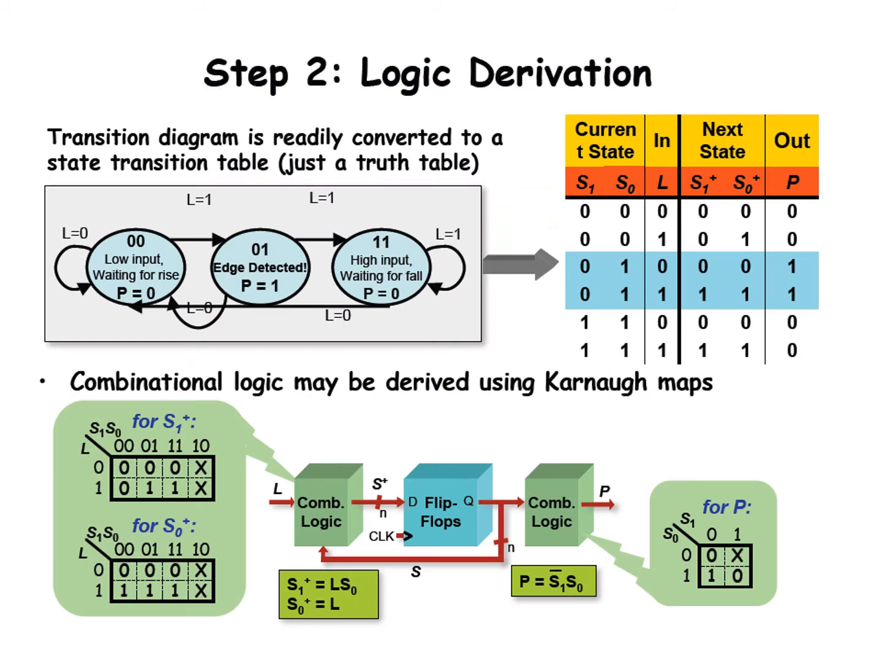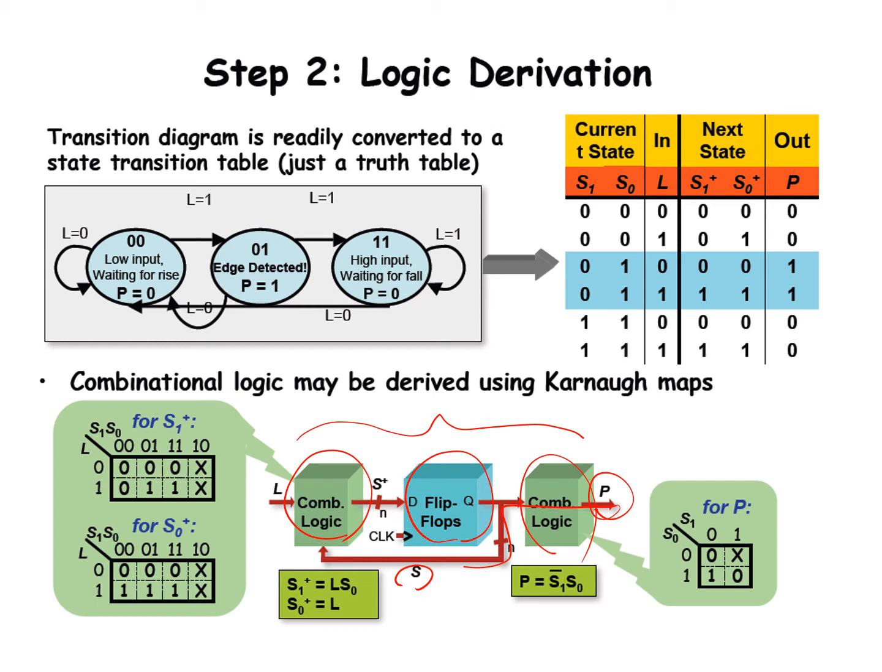Now the Moore machine. This is a typical block diagram of the Moore machine. We have the flip-flop generate the state. The state determines the output, right? So in this case, how do we design this combination logic here?